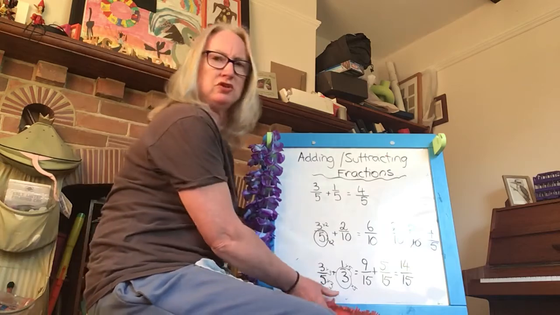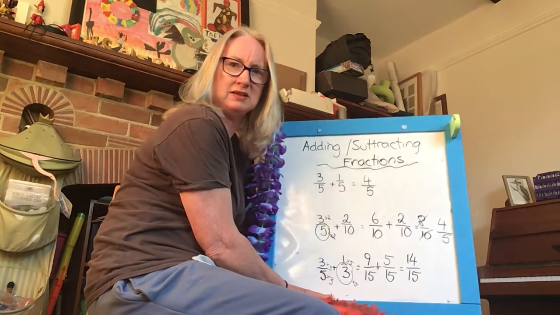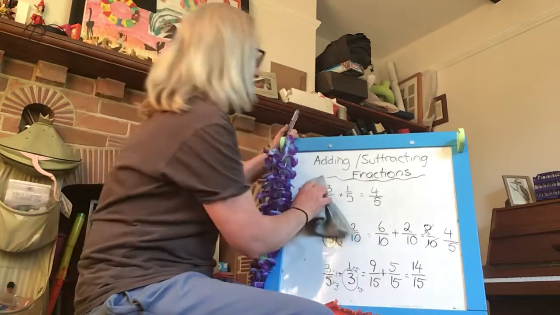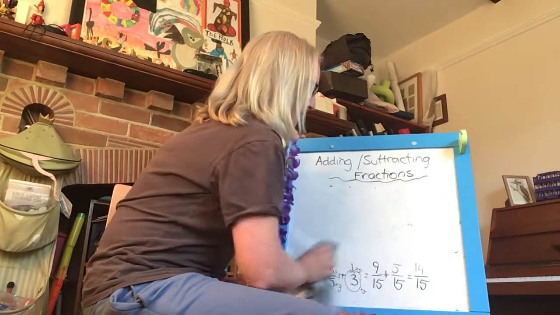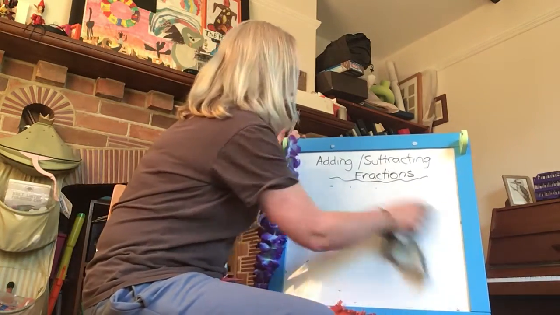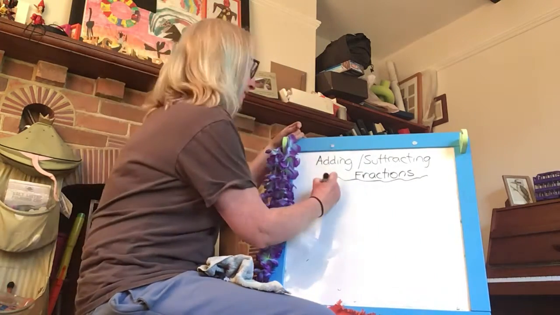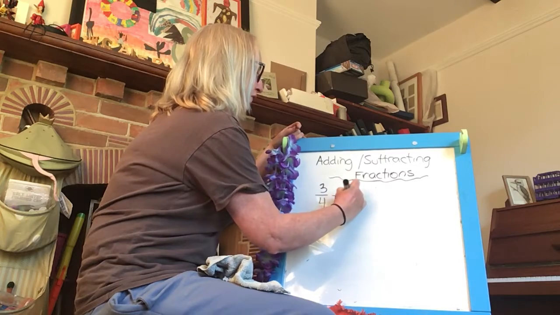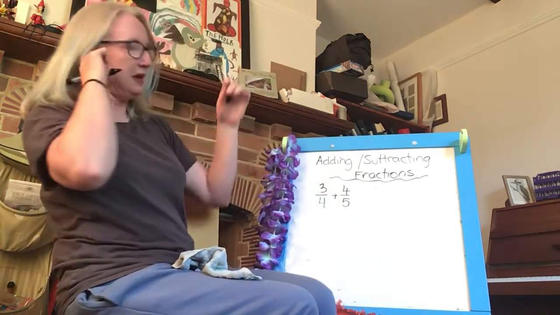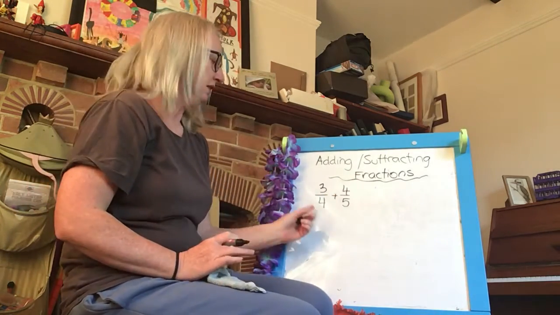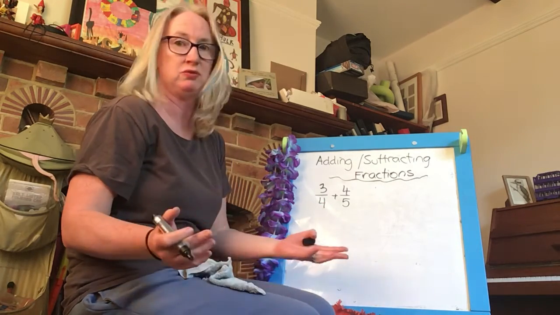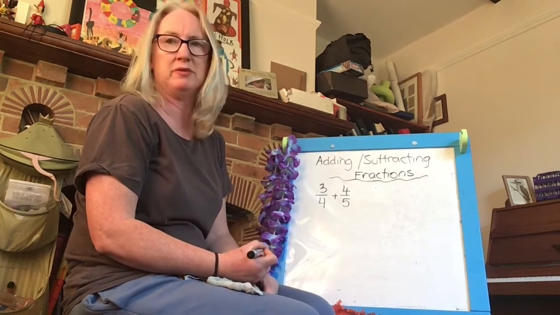Now the next thing I want to show you is when things do go a little bit awry. So let's try another one here. What about when you've got, for example, let's go with 3/4 plus 4/5. So we have 2 fractions. They don't have a common denominator, so when we're going to add them up or subtract them, we have to find them a common denominator.